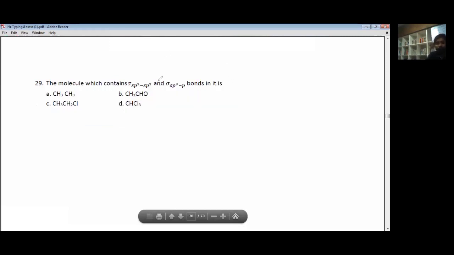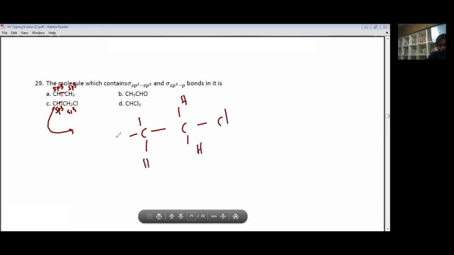Question number 29. The molecule containing sigma sp3-sp3 and sigma sp3-p bonds. Here there are 2 single bonds, so sp3 will be the hybridization. Here also sp3 hybridization. So I think this is the choice because all are single bonds. I think you know how to find the hybridization of an organic molecule. Single bonds are sp3, so this has sigma sp3-sp3.